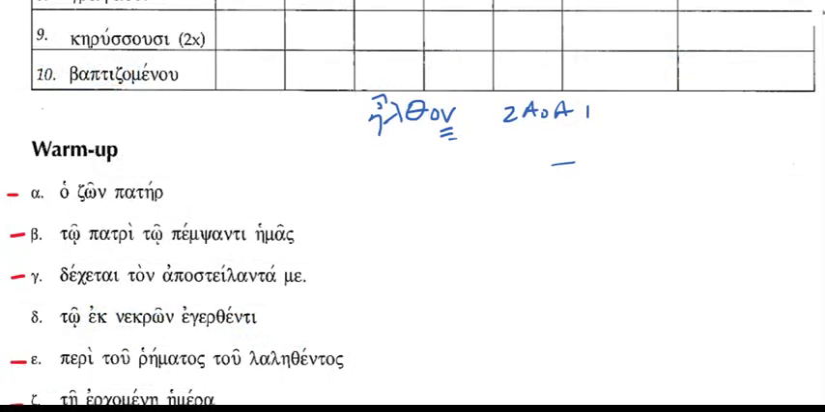For number 9, we have the form kerususin, or kerususi. The movable nu is not here. You might see that in some other forms like this. What's the lexical form? There's enough of this verb here to be able to identify that, right? What is this? Keruso. Good. I can never say this without thinking of Robinson. Keruso. And I'm sure that he heralded the good news when he was found. Keruso.